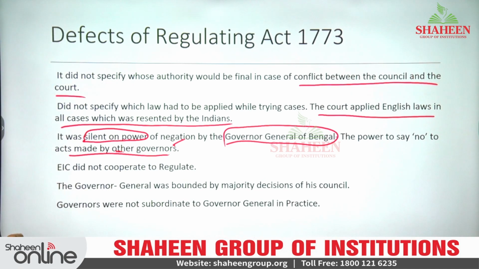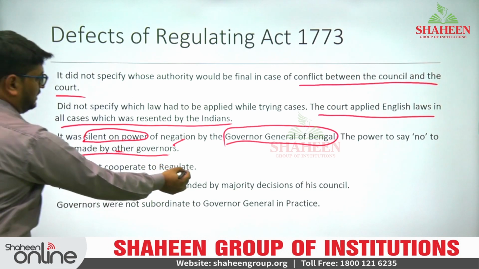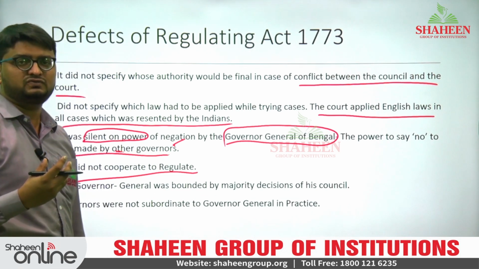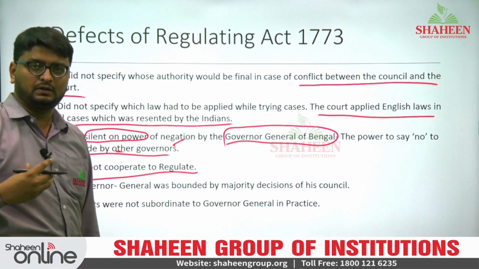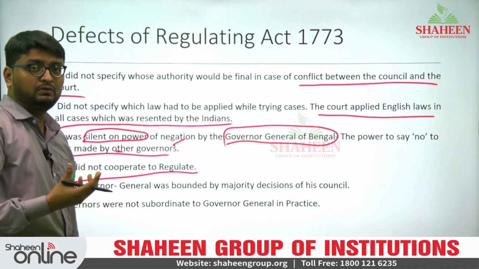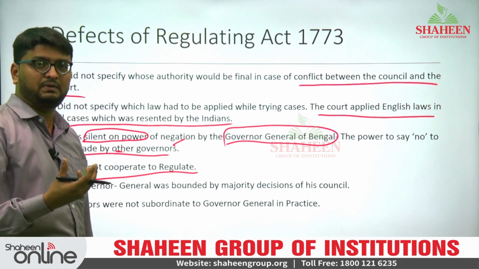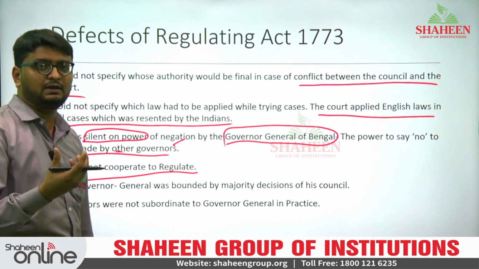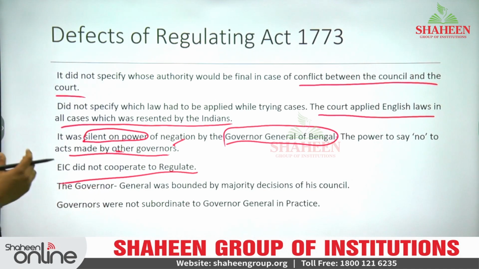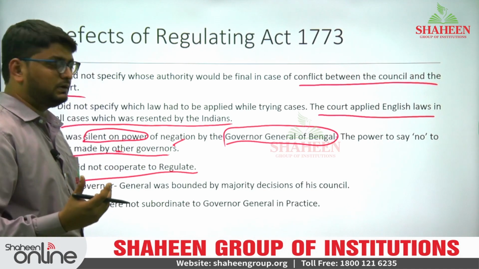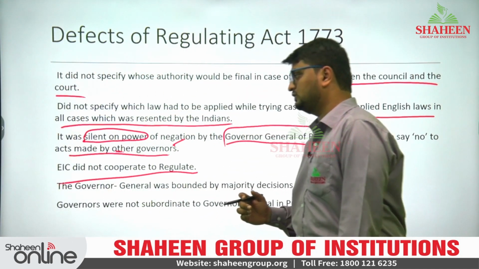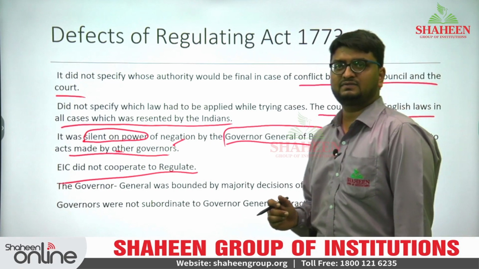Then the East India Company did not cooperate to regulate. This is also a defect of the Regulating Act. You know that 1.4 million pounds was a big debt, and the British government actually helped the East India Company with this 1.4 million. But you have to know that the company had been in India for more than 150 years, so suddenly by the Regulating Act it was not possible to regulate the East India Company fully. The Company's authorities were not cooperating with the British government to implement this Act. So that was also a defect of the Regulating Act of 1773.